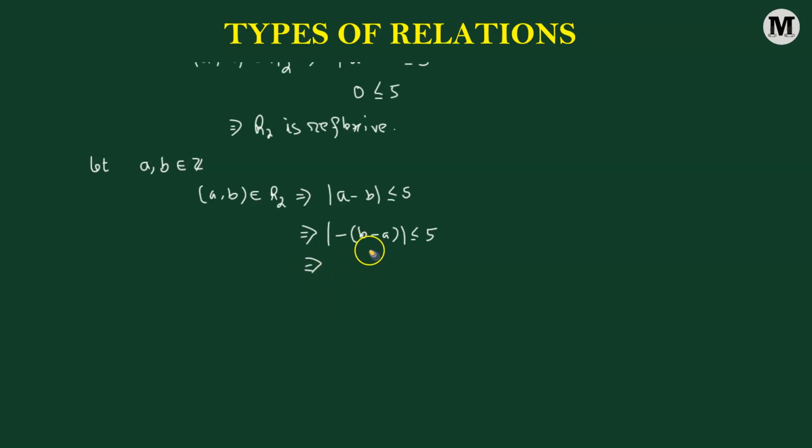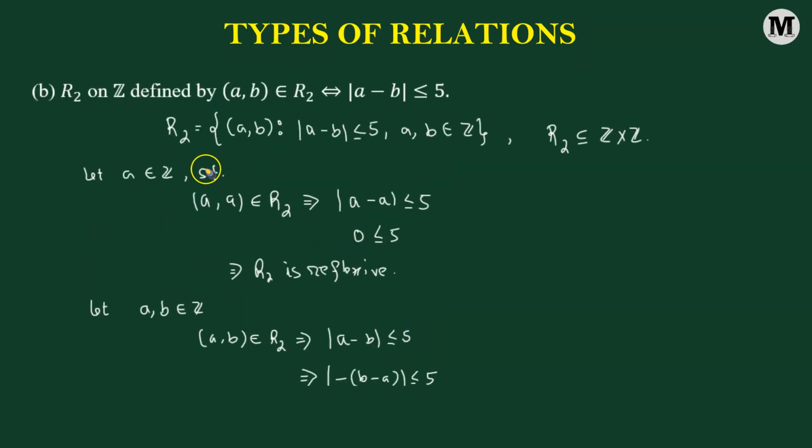Now, we know that the absolute value of a negative number is still going to be positive. So we can express it as the absolute value of b minus a less than or equal to 5. This simply means that we have (b, a) belonging to the relation R2. Let's try to understand how we wrote this. How did we define R2? R2 is defined as the set of ordered pairs (a, b) such that the absolute value of a minus b is less than or equal to 5.